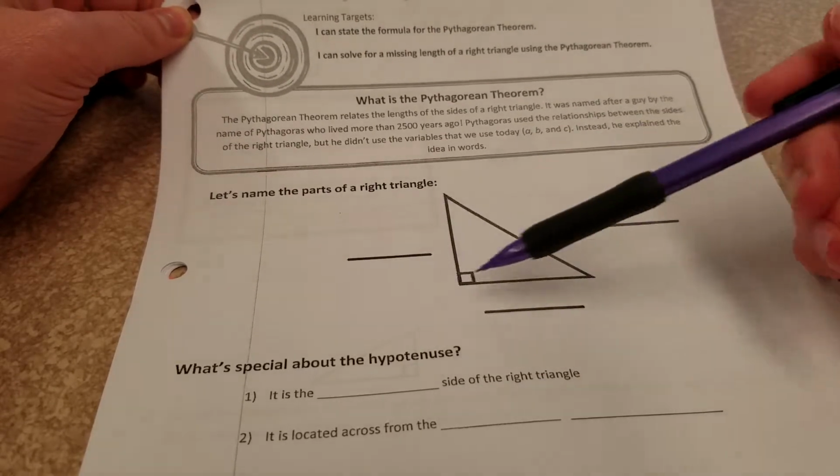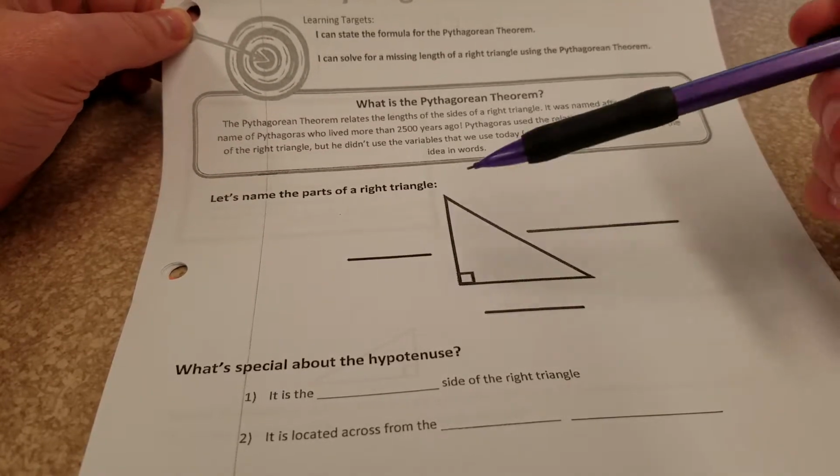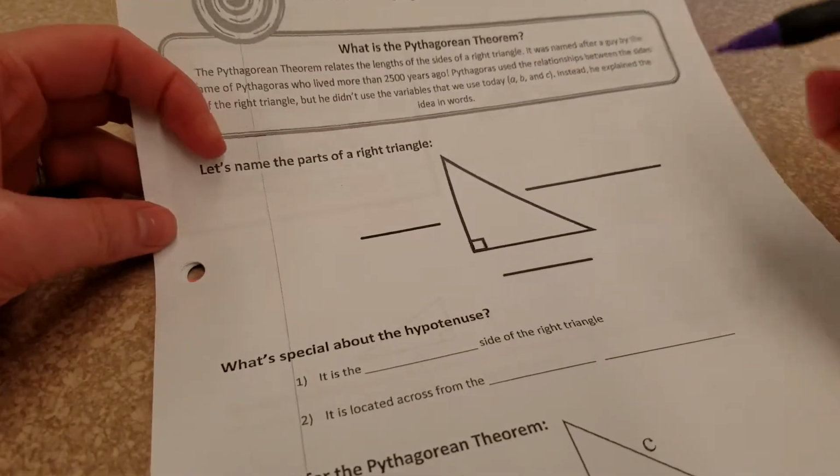He used the relationships between the sides of right triangles, but he didn't use the variables that we're going to use today. Instead, he explained his idea in words. Before we get started, let's name the parts of the right triangle.